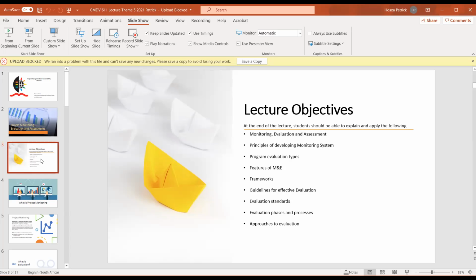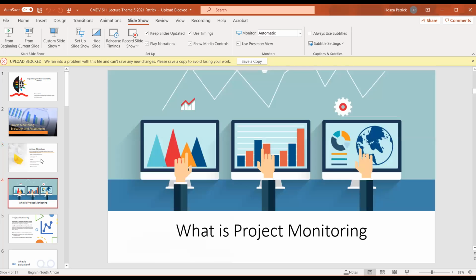And like I always say, it is not a monologue. It's supposed to be a discussion. So I'm going to ask you, what do you think project monitoring is? What is project monitoring? What do you mean by project monitoring?